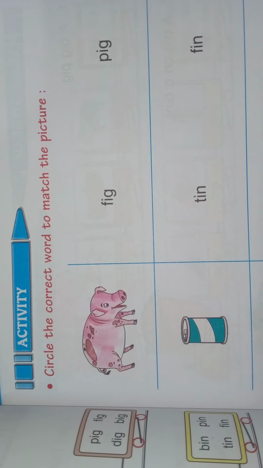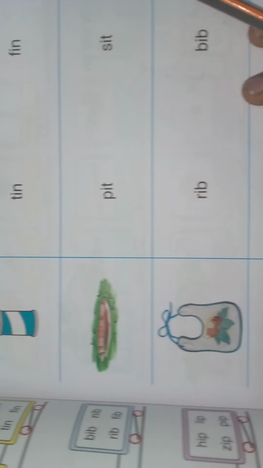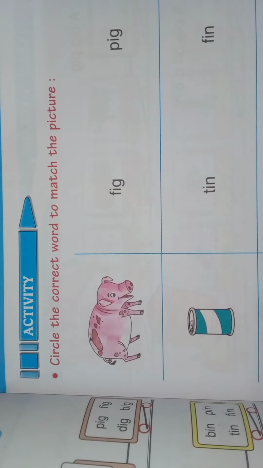Now children, see what they have given you. Circle the correct word to match the picture. What we should do? We should circle the correct word by seeing the pictures. Okay, here. See children here what they have given here.